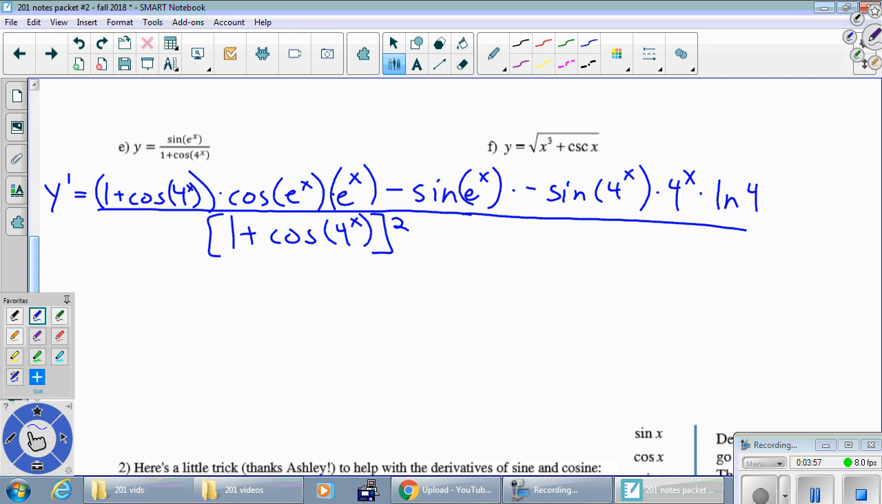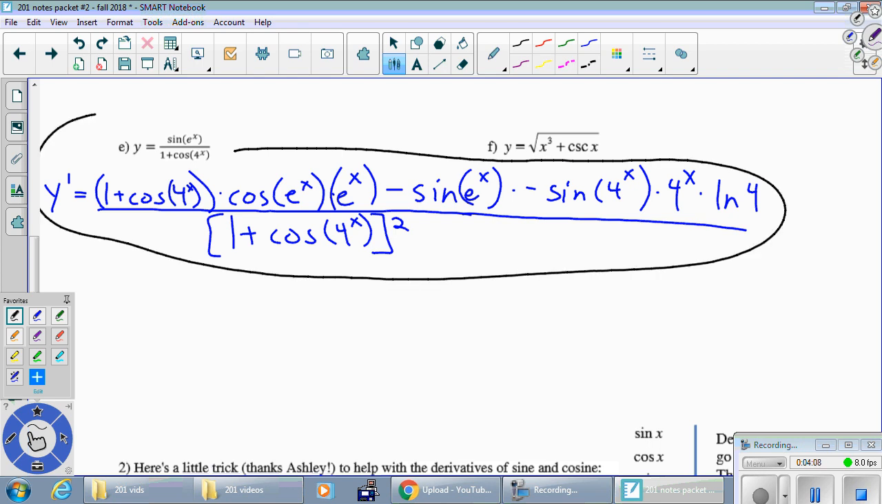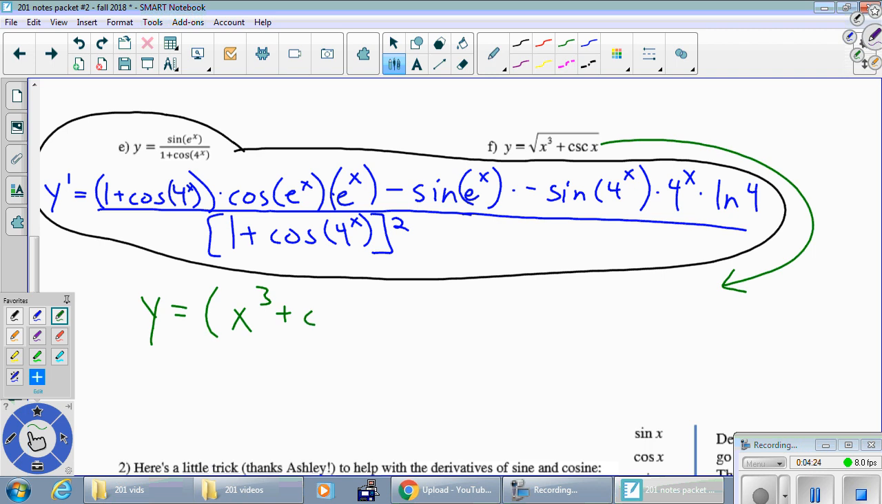Okay, this one actually does clean up, but we're not going to do any simplifying here. So we'll leave it as is. All right, so all of this is E, and then F we'll do down below. Okay, so that guy, I'll just recopy it, but I'll write it as a power. Y equals x to the 3rd plus cosecant of x, and then the square root we know is a 1/2 power.